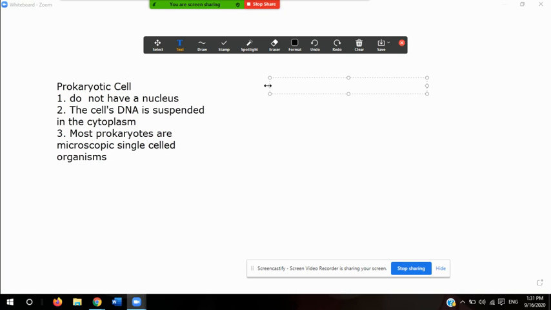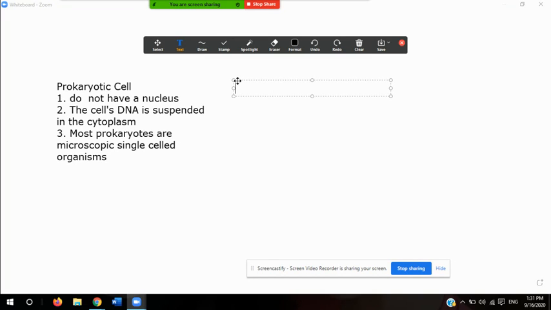So let's go over them real quick. Prokaryotic cells don't have a nucleus or membrane-bound organelles, okay? So it's not just that they don't have a nucleus, it's just they don't have any organelles bound to the membrane. Secondly, since it doesn't have a nucleus, instead of the DNA being stored in the nucleus, it's actually suspended inside of the cytoplasm. And lastly, most prokaryotes are single-celled microscopic organisms, such as bacteria, although not all bacteria have prokaryotic cells. There are other types of organisms.